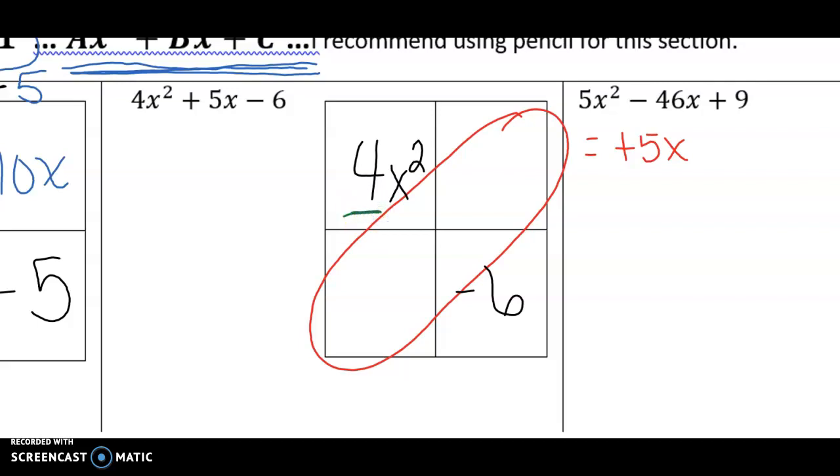There's multiple ways I can get 4. I can get 4 using 2x times 2x, and that gives me 4x squared. Or I can use the combination 4x times 1x, like that. Again, these problems are a little bit more tedious because there's more combinations and we have to practice.